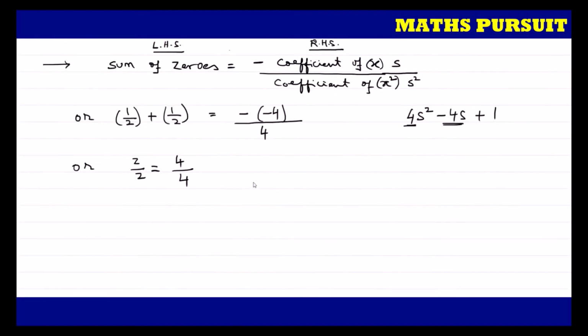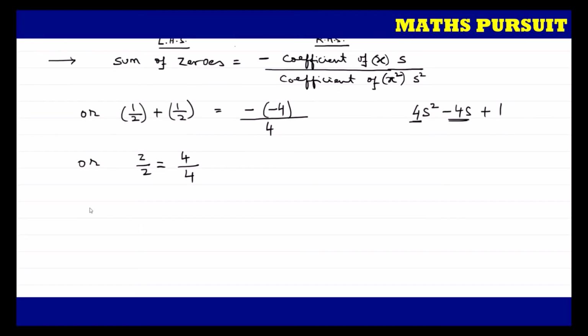Or I can write 2 upon 2 is 1, is equal to 1. So this is what we got: 1 is equal to 1. Therefore, I can say left hand side is equal to right hand side. So this is verified. How is it verified? Because we got left hand side 1 and we also got right hand side 1. So left hand side is equal to right hand side, and hence this is verified.